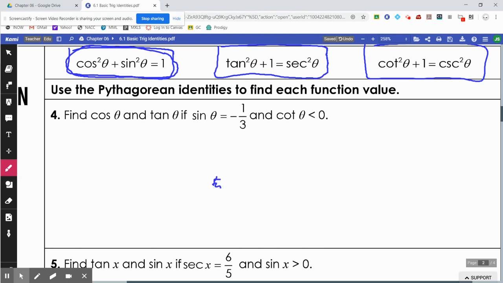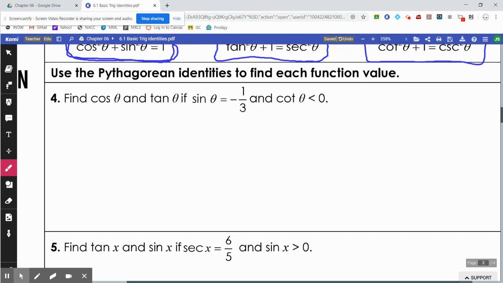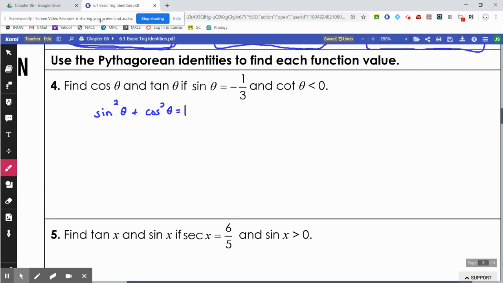So let's do it this new way, though. If we're given or find cosine and tangent if sine is equal to negative 1/3, well, I know that the relationship between sine and cosine is that sine squared of an angle plus the cosine squared of that angle is always going to equal 1. So here's the sine. Let's plug it in.